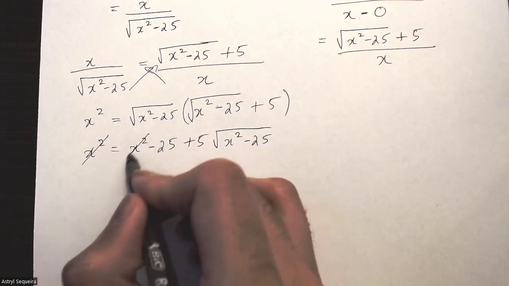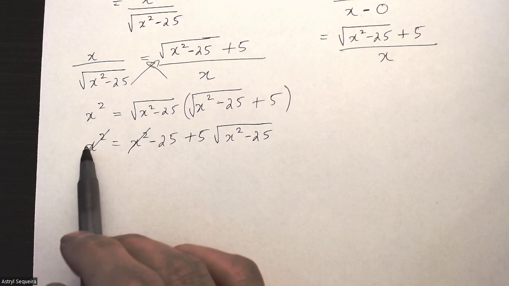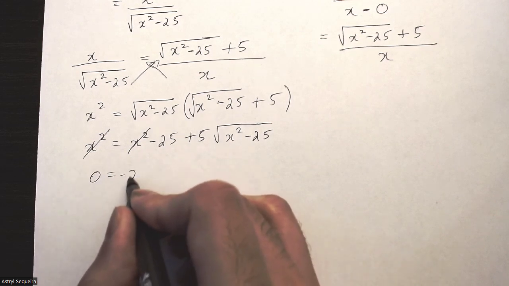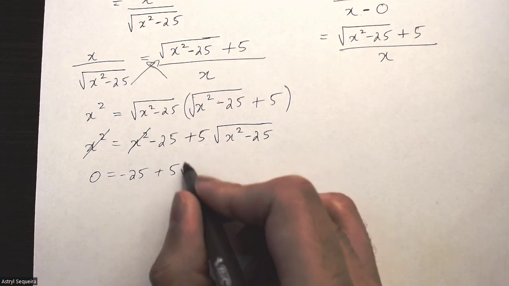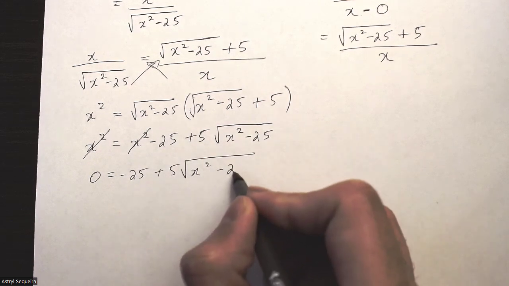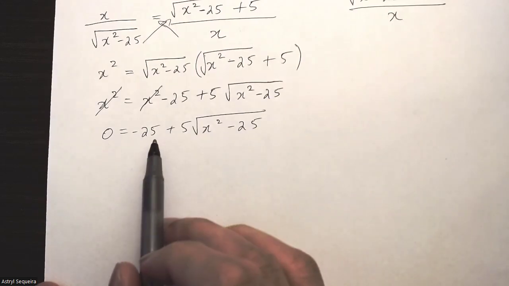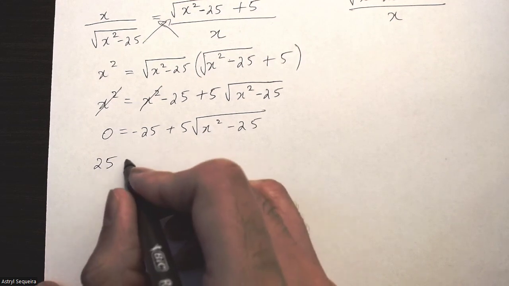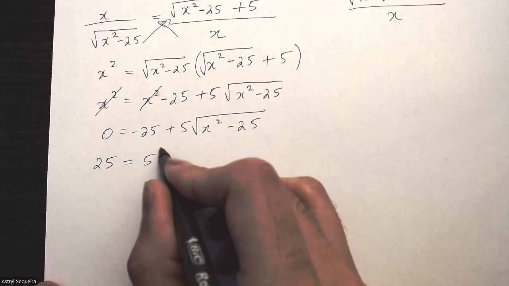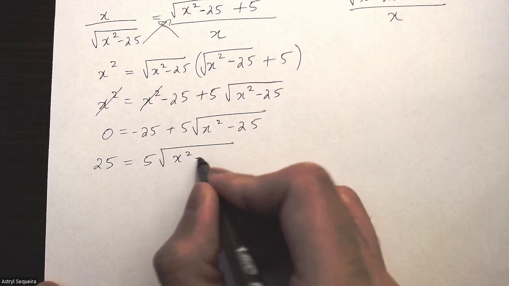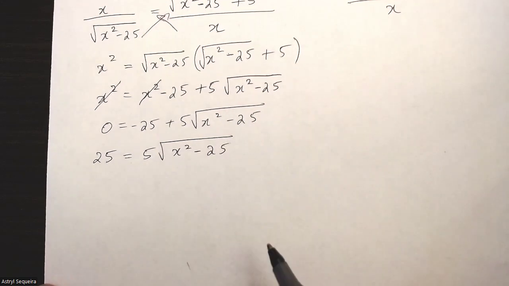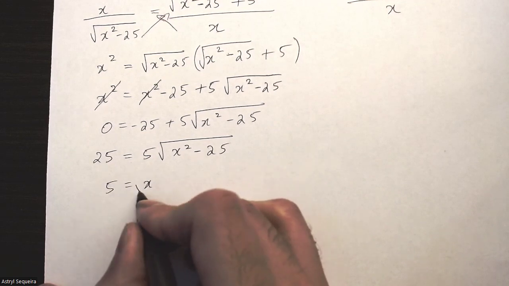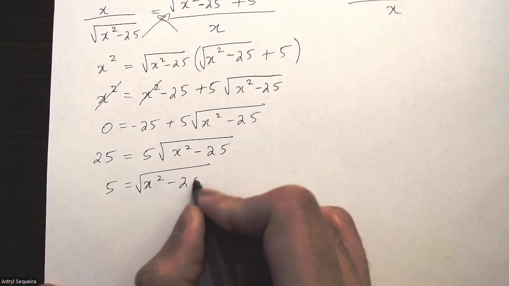X squared and x squared will just cancel off because if I subtract x squared on this side, it's just 0. So I have 0 equals negative 25 plus 5 root x squared minus 25. I'm going to move the negative 25 to the other side, so it becomes positive 25 equals 5 root x squared minus 25. I'm going to divide by 5, so 5 equals root x squared minus 25.